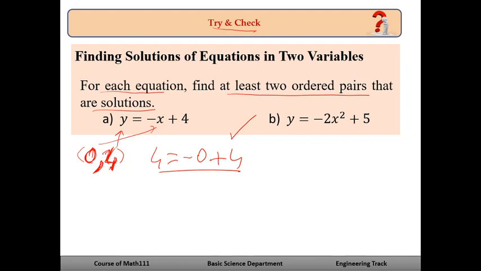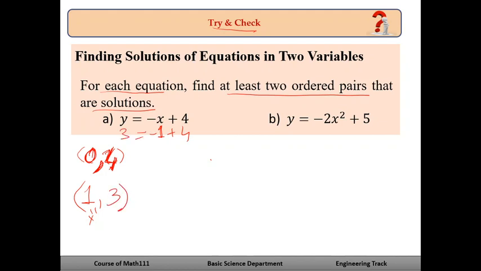Most of the time we plug in the first one and we get the y value. For example, for x you put 1. Most of the time we say x equal to 1, then find the y value correspondingly. So minus 1 plus 4 is equal to 3. So (1, 3) is a solution.